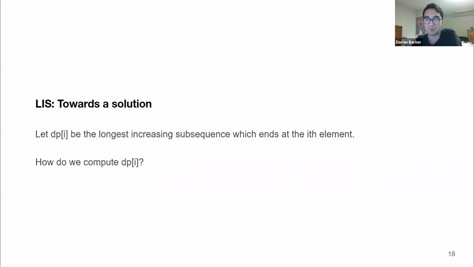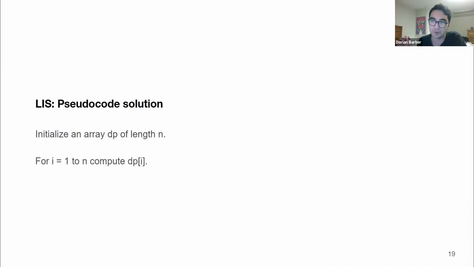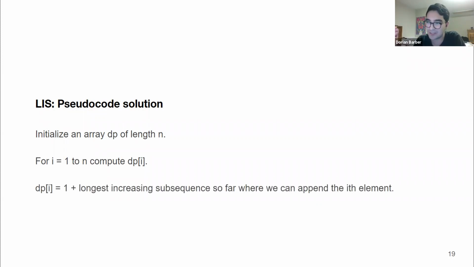And notice that Will was talking about how we're relating dp[i] to all the previous subproblems, and that's really the key with dynamic programming. So the pseudocode solution is going to follow a similar structure to what we've seen before. We start with the initialization, then go through a for loop and compute dp[i], which is going to equal 1 plus the longest increasing subsequence so far where we can append the ith element to it. This is another way to say what Will had just said. Then we return the max over the DP array.